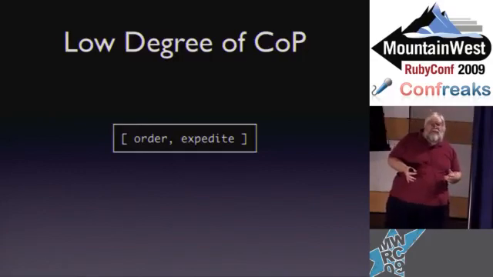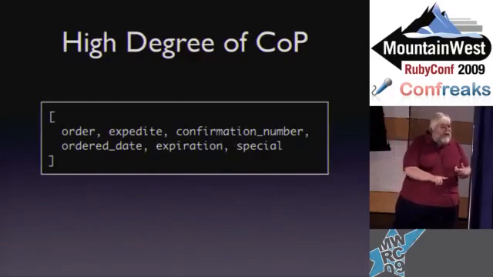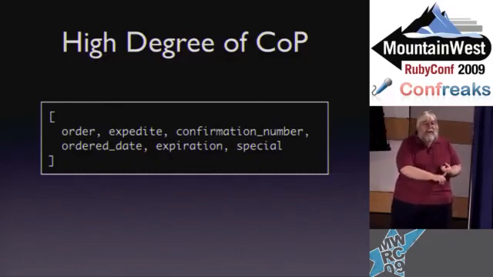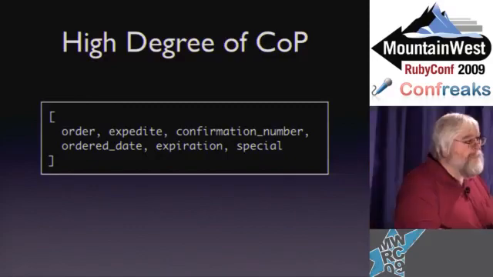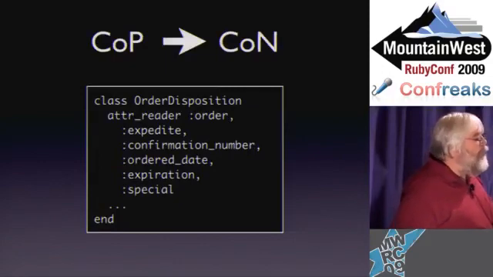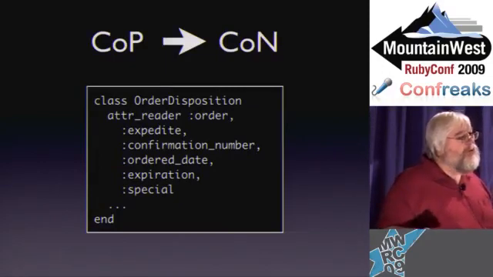However, if there was more information that I needed to process, what if instead of just two elements, I had the order itself, the expedite flag, a confirmation number, an order date, an expiration date, and maybe a special handling flag? All of a sudden, connascence of position becomes much more difficult to deal with.